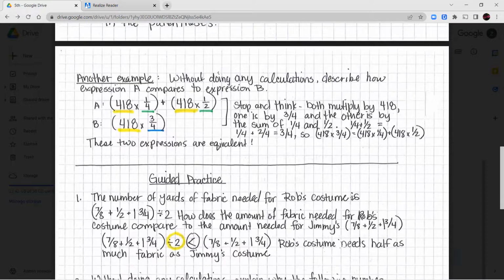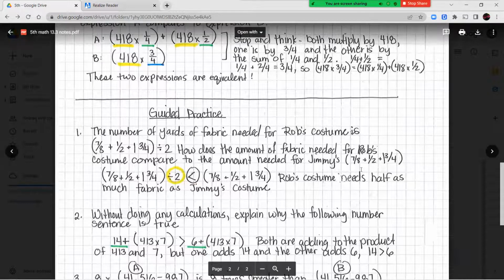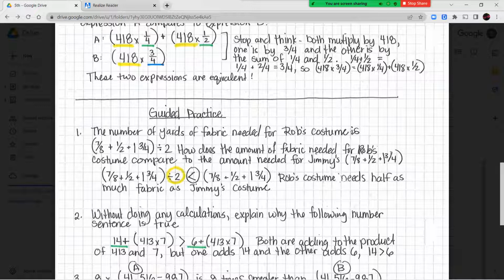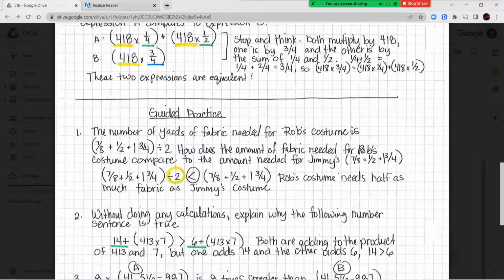Next, let's look at our guided practice. The number of yards of fabric needed for Rob's costume is 7/8 plus 1/2 plus 1 3/4 divided by 2. How does the amount of fabric needed for Rob's costume compare to the amount needed for Jimmy's costume? This is the one we saw in our video lesson. Now we know Jimmy's costume was 7/8 plus 1/2 plus 1 3/4. So I'm going to compare them. Rob's costume was the sum of 7/8 plus 1/2 plus 1 3/4 divided by 2, compared to Jimmy's that was 7/8 plus 1/2 plus 1 3/4.